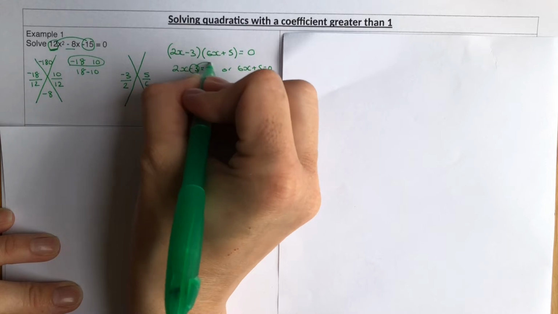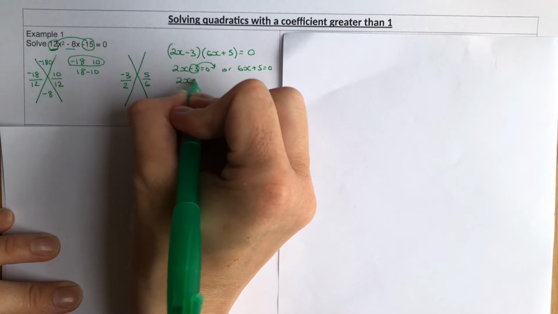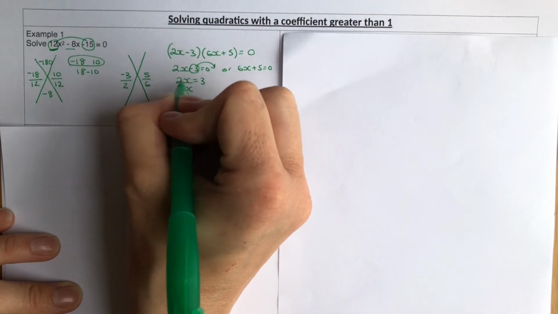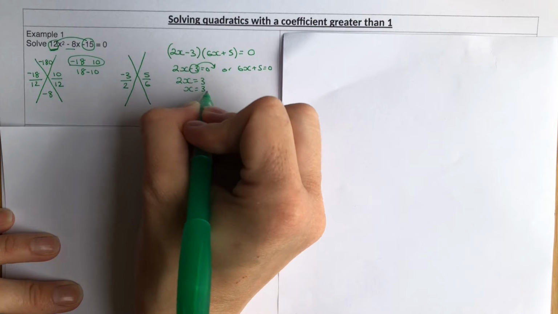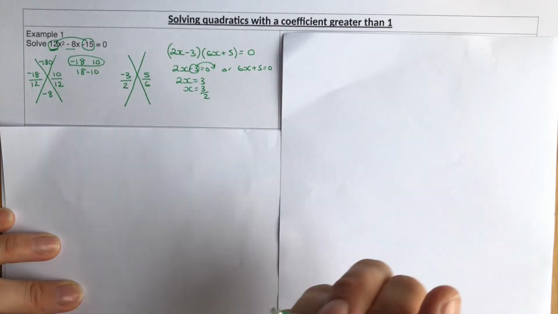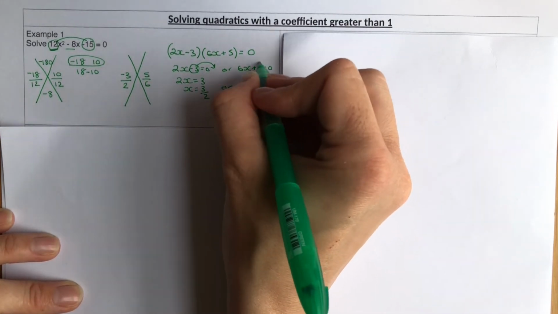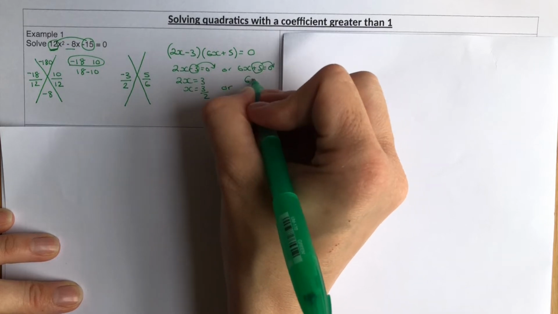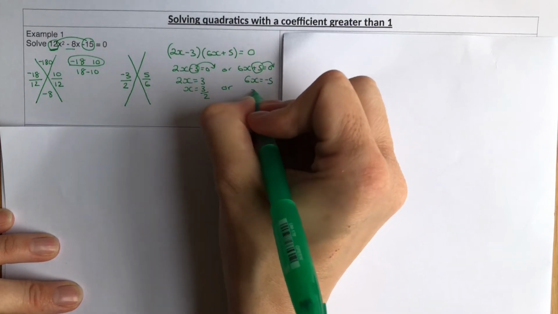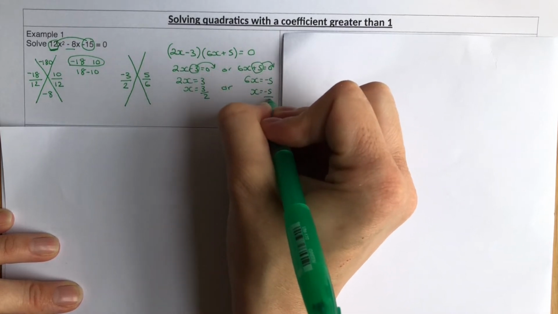So minus 3 goes over there and becomes plus 3. So 2x equals 3. Opposite times in by 2 is divide by 2. So we get 3 halves or 1.5 as one solution. Or this is equal to 0. So I get 6x equals minus 5. X equals minus 5 over 6.